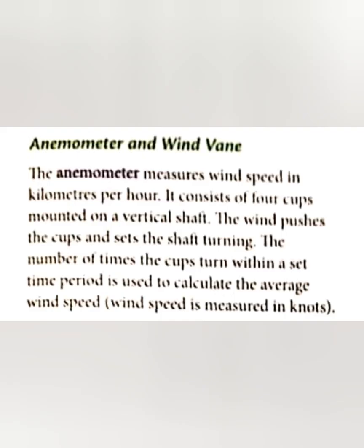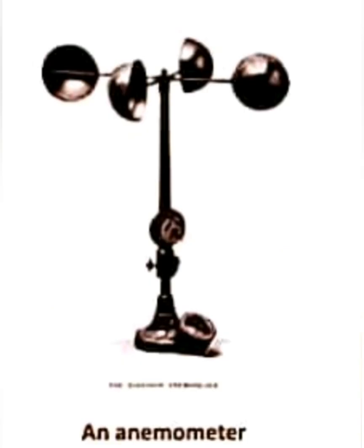Moving towards the next instrument, that is the anemometer. It is used to measure the wind speed, and for wind speed we use kilometer per hour as the unit. It has four cup-like structures placed above a vertical shaft. The wind pushes the cups, and then the shaft turns and the speed is noted down. The turns are counted.